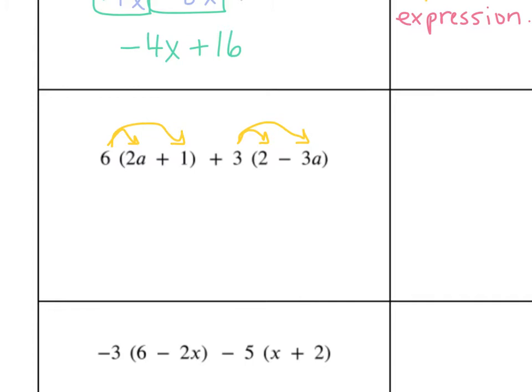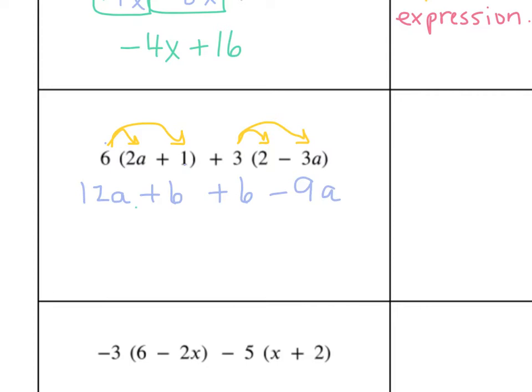So let's look first. 6 times 2a, 6 times 2, that's 12a. And then a 6 times 1, that's a positive 6. Then over here, a positive 3 times 2, that's a positive 6. And then a positive times a negative is a negative, so it's negative 9a. So step 1, we did the double distribution there.